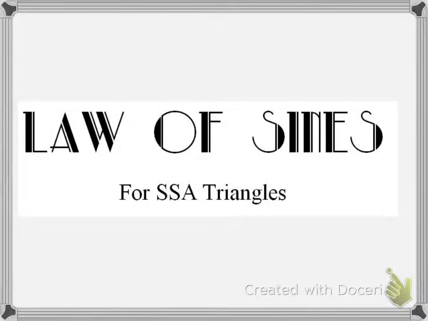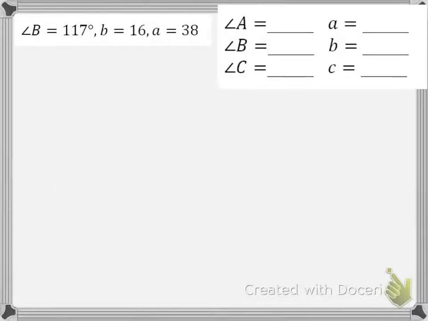Hey guys, I wanted to do a video on how to use the law of sines for SSA triangles, which are side-side angle triangles, meaning you're given two sides and one angle. Alright, so here is our sample problem. I am given angle B is 117 degrees, side B is 16, and side A is 38.